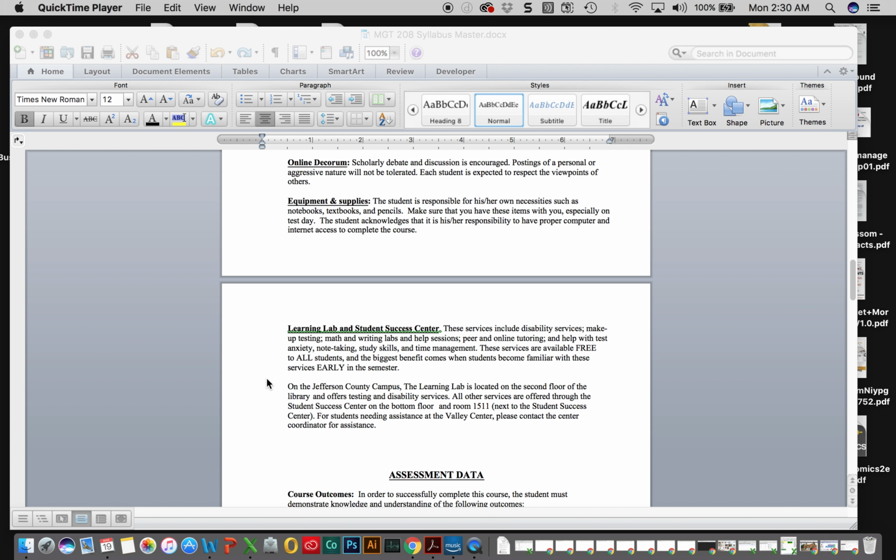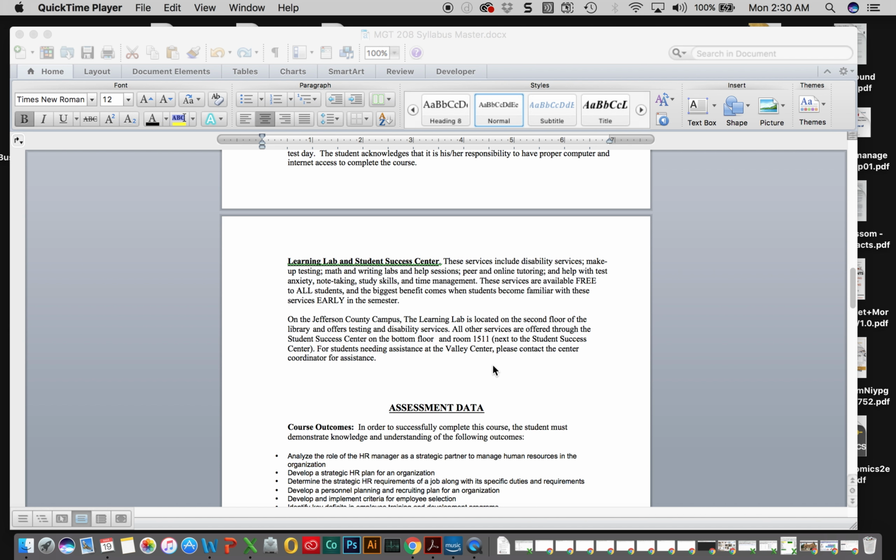The Learning Lab and Student Success Center. For those of you that are not on campus, you can reach out to these centers via email. I don't have the email addresses with me right now, but more than likely you've already been given these. If not, you can let me know and I can get them for you.